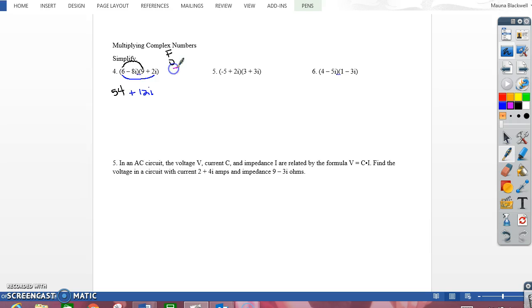Inner, we do the two on the insides. So negative 8i times 9 would be negative 72i. And then last, you would do the last term in each set of parentheses. So negative 8i times 2i would be negative 16i squared. Okay, so we're going to have to come back and do something with that i squared in just a moment. Okay? So when I look at this, I have some like terms here that I can combine. So 54, 12i minus 72i would be negative 60i minus 16i squared.